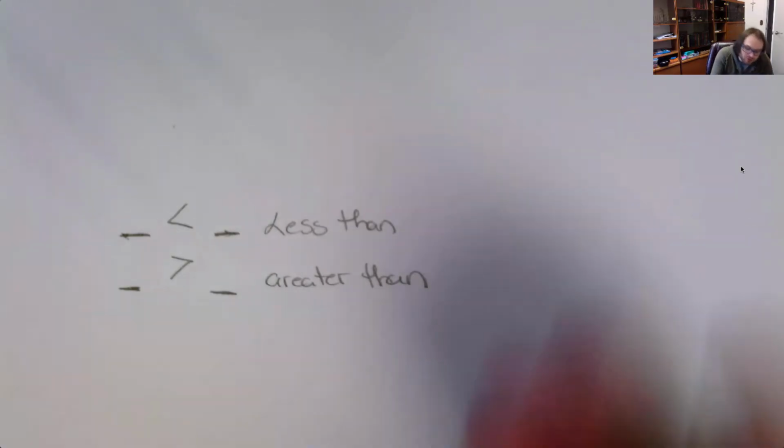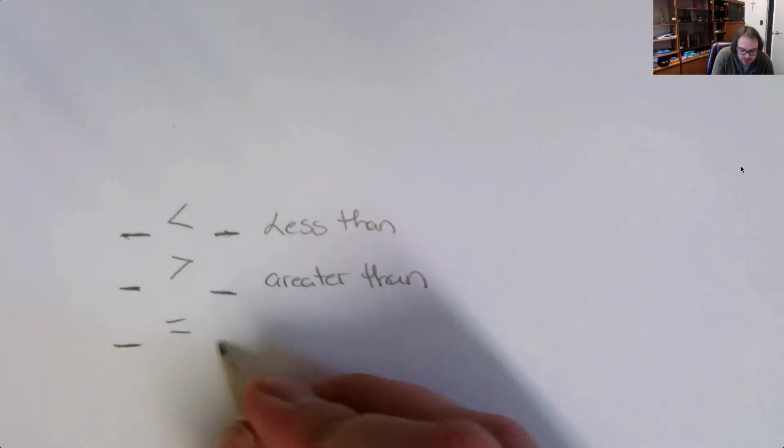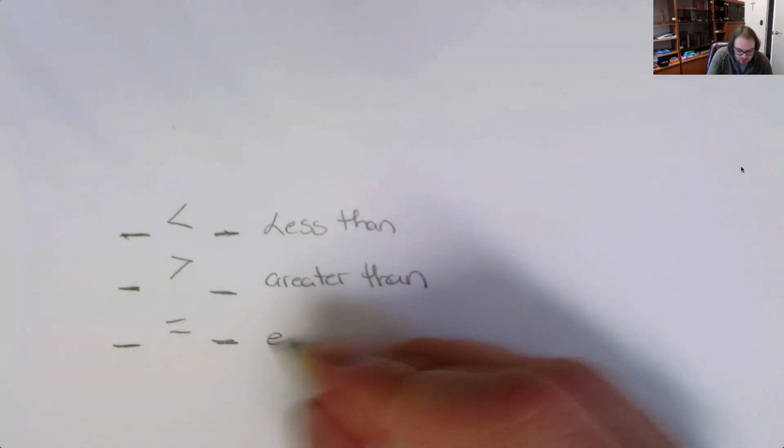All right, now the other one we look at is equal. So I have something here and here. This is going to be equal.